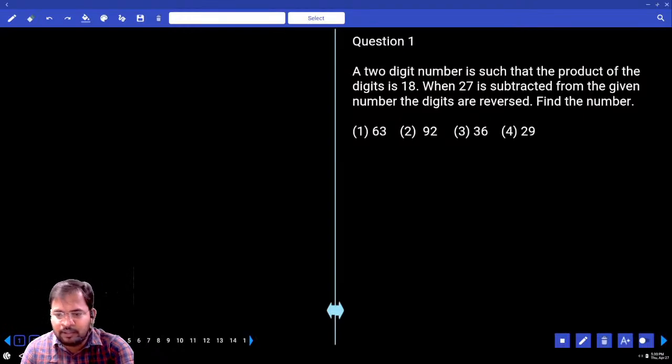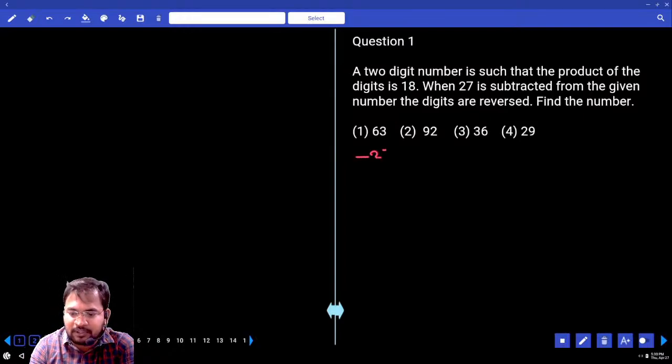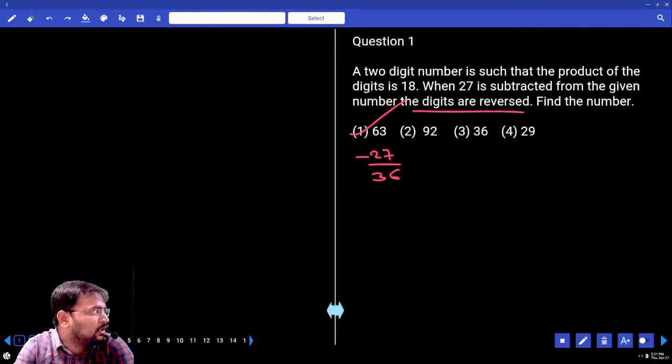Here, first question. A 2-digit number is such that the product of the two digits is 18. You go through all the options; in each and every option the product is 18 only. When 27 is subtracted from the given number, what happens? 36, the digits are reversed. The first option is satisfied. Your answer is option 1.